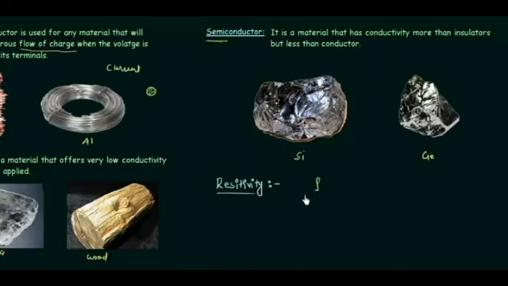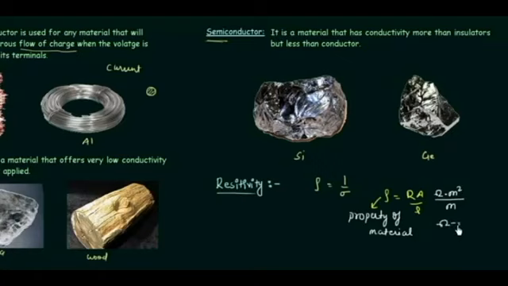It is represented by rho, and it is the reciprocal of the conductivity. Sigma is the conductivity and rho is the resistivity. And in terms of resistance, we can write resistivity as rho equals R A by L, where A is the area of cross section and L is the length of the wire whose resistivity we are measuring. And it is the property of the material, and for every material it is fixed. For the unit, you can see we have the ohm, and we have meter square for area, and in the denominator we have meter for length. So the unit is ohm meter.